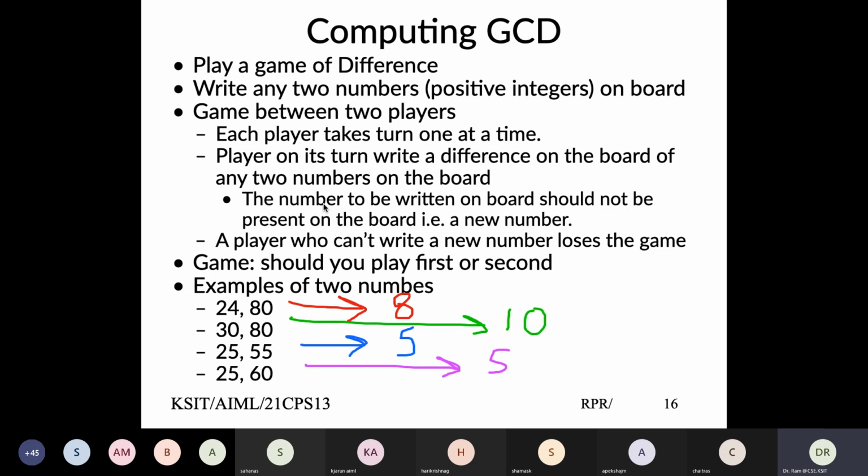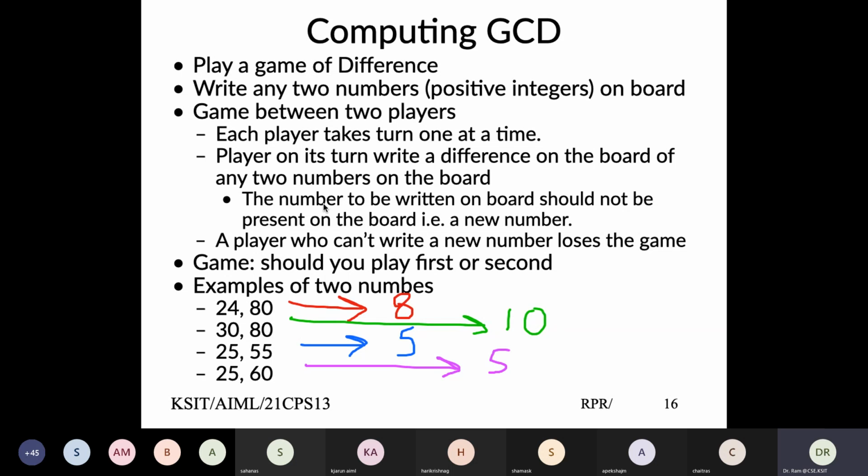Now, can you tell me the correlation? What does this number correspond to when I look at these numbers? What is 8 with respect to 24 and 80? 10 with respect to 30 and 80? 5 with 25 and 55? We will get single digit numbers.